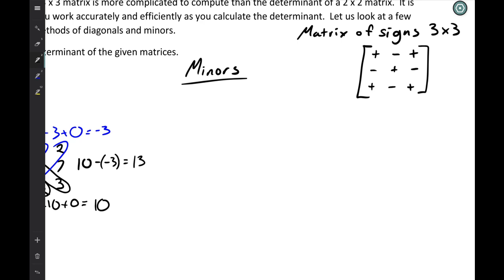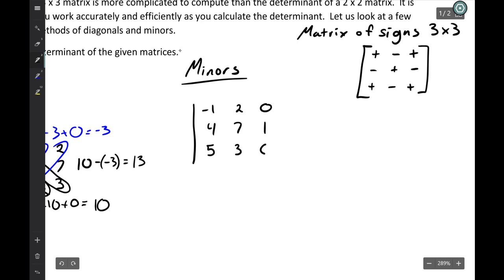So for the minors, you want to start with your initial matrix. Okay, so I got -1, 2, 0, 4, 7, 1, and then 5, 3, 0. So to start with your matrix of minors, what you want to do is go through and select one row that you want to expand it by. Okay, so I'm going to expand it by the top row.